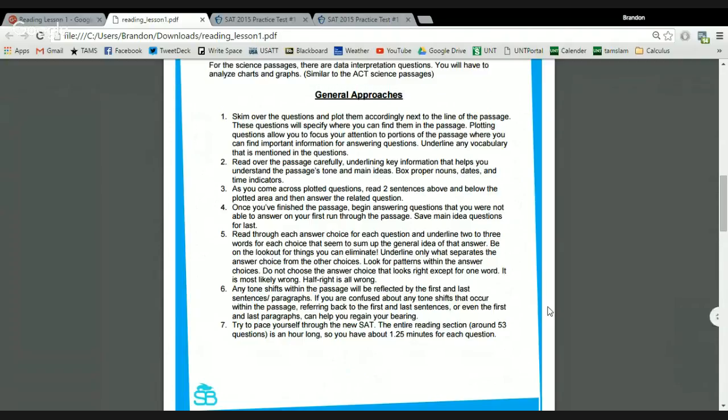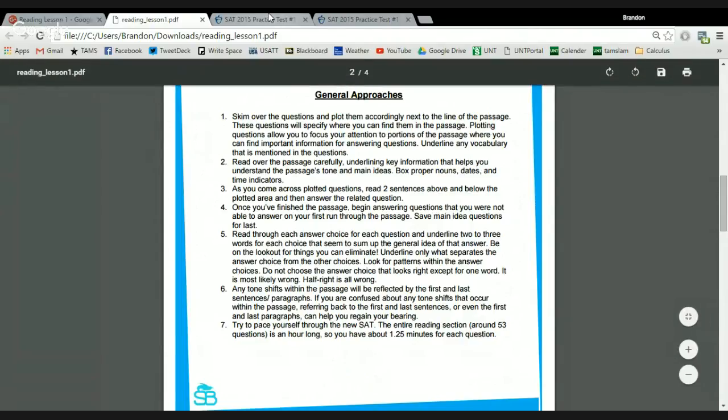Now, read through each answer choice for each question and underline 2 to 3 words for each choice that seem to sum up the general idea of the answer. Be on the lookout for things that you can eliminate. Underline only what separates the answer choice from the other choices. Look for patterns within the answer choices and do not choose answer choices that look right except for one word. It is most likely wrong. Half right is all wrong.